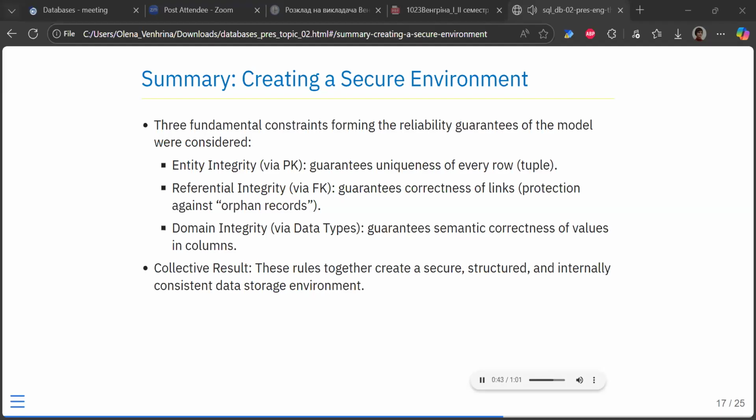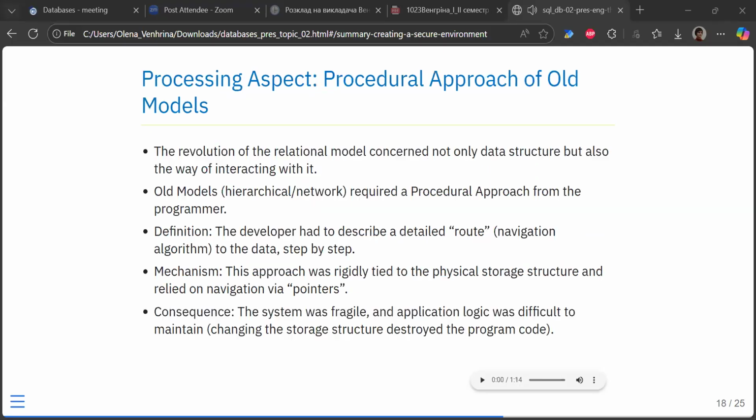However, as noted in the summary, the model would be incomplete if it only described these static storage rules. Having ensured data integrity at rest, our next logical step is to consider the processing aspect. That is, what mechanisms and operations exist to effectively manipulate this protected data. We have finished reviewing the static part of the model, how data is structured and protected. Now we move to the dynamic part, how we manipulate this data.